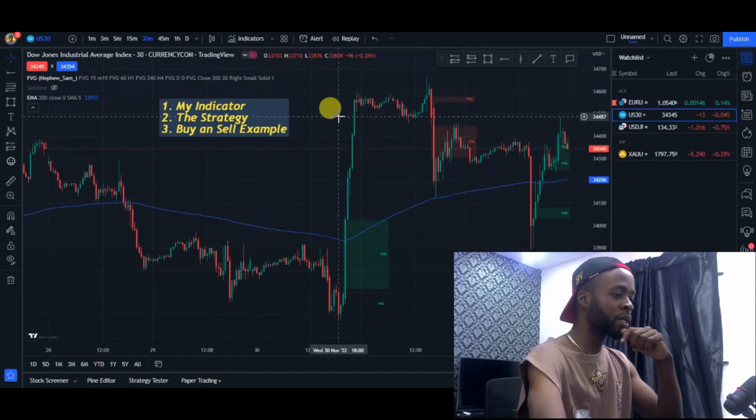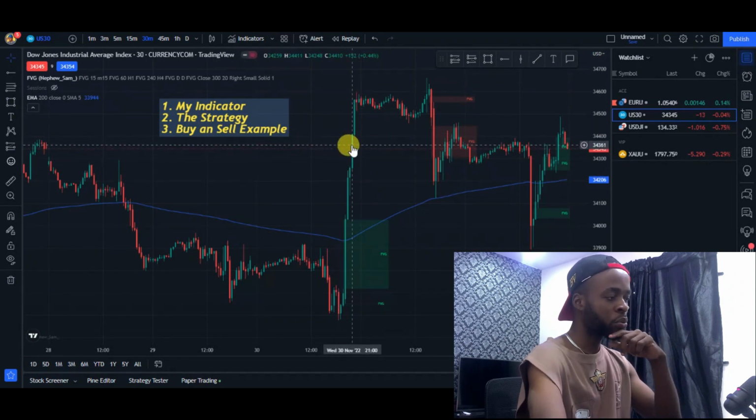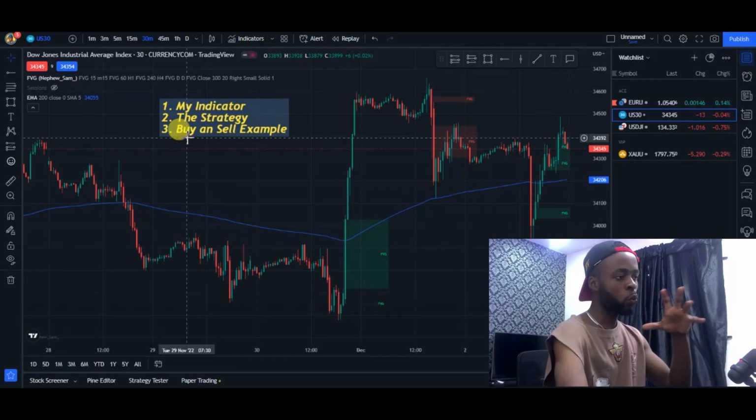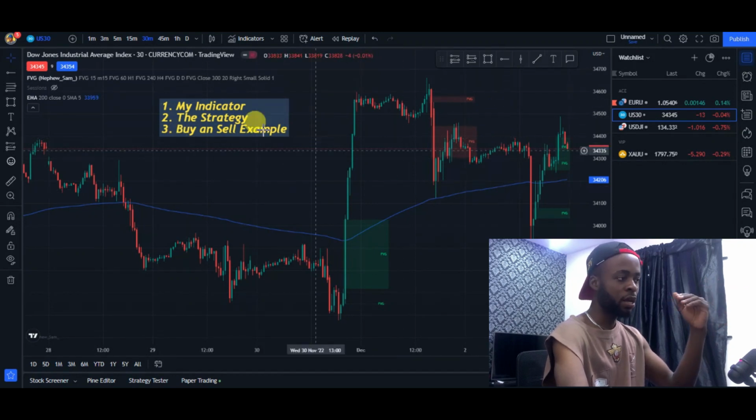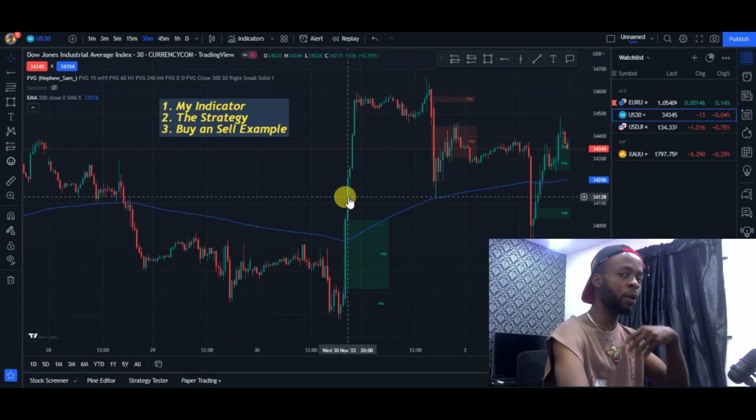So for this example, you can clearly see that price is above the 200 EMA line. Let me use this example, guys. You can see that price is above the 200 EMA line. So once you've figured out your bias in trading, and you know that okay, now price is above the 200 EMA line, I'm looking for a buy.